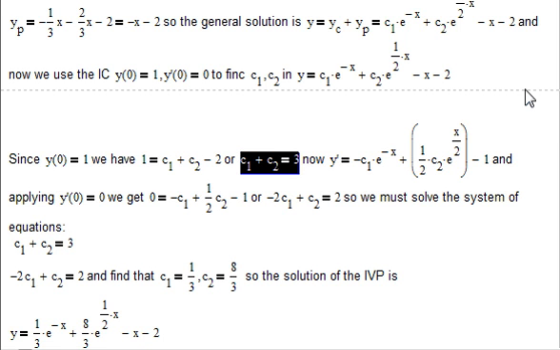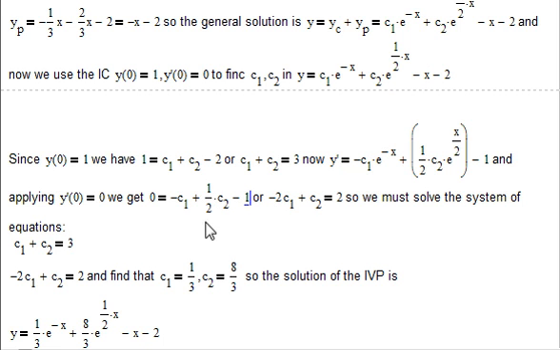Now we're going to have to find y prime to use that condition. So y prime is negative c1 e to the negative x, and then plus 1/2 c2 e to the x over 2, and then minus 1 because the derivative of negative x is negative 1. So putting in y prime(0) equals 0, we get 0 equals negative c1 plus half of c2 minus 1. So negative 2c1 plus c2 equals 2. I added that to both sides and multiplied by 2 to get rid of the fractions.